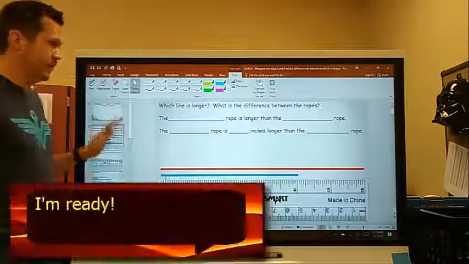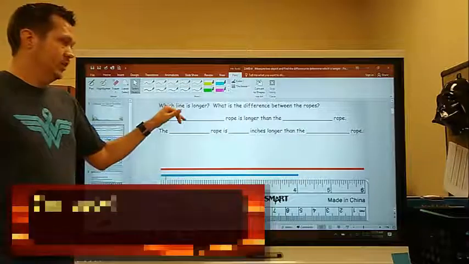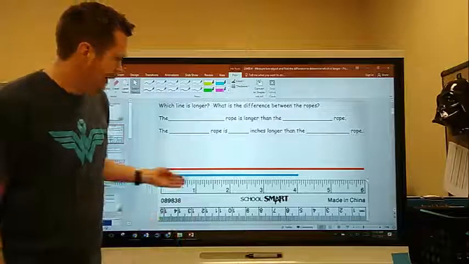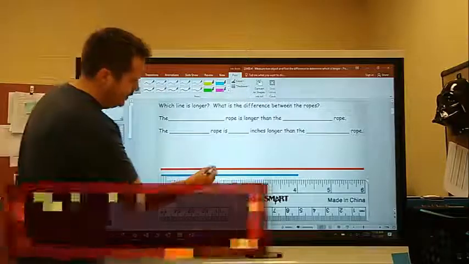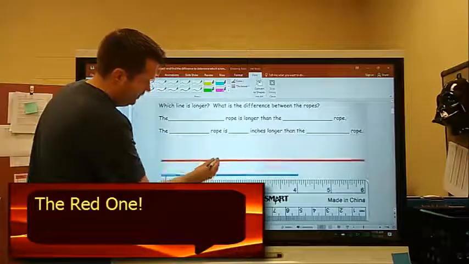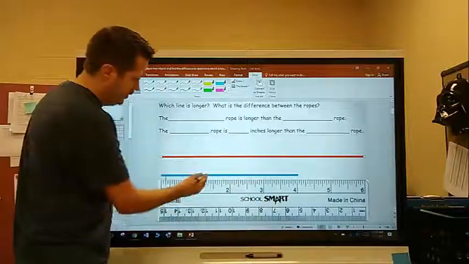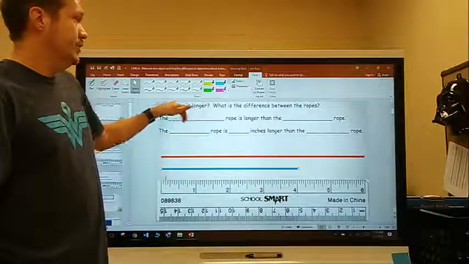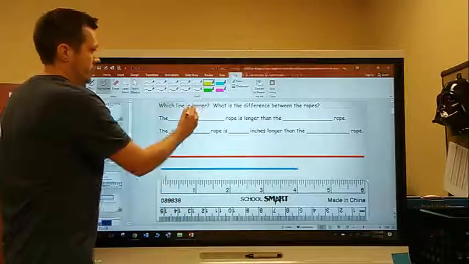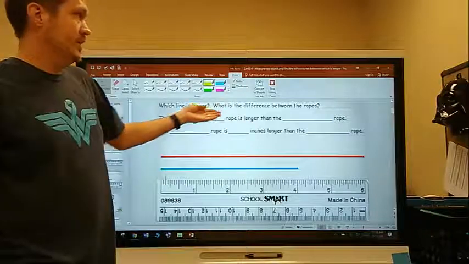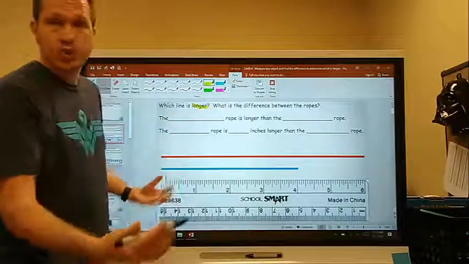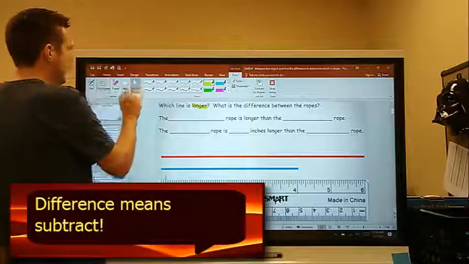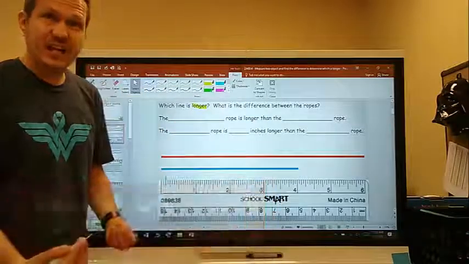All right. So the first one here, we have which line is longer. We can look at this, and we already know which line is longer, right? I can see that my red line here is clearly longer than the blue line. So those are the two lines we're going to be comparing. I do know which one is longer already. But my problem is, what's the difference between those two ropes? I'm not sure exactly what the difference is, so the way that I do that is I've actually got to measure these.